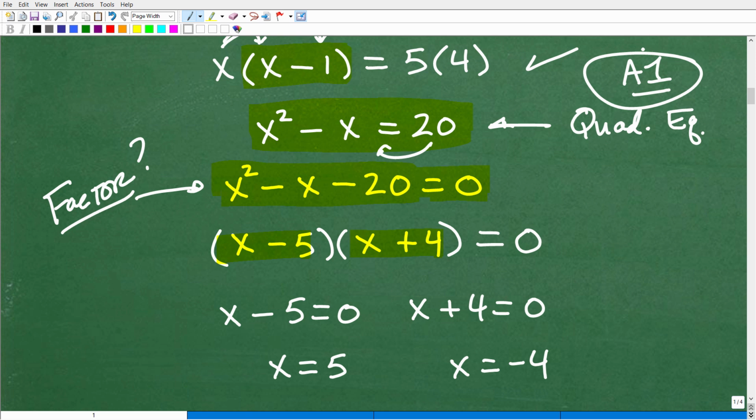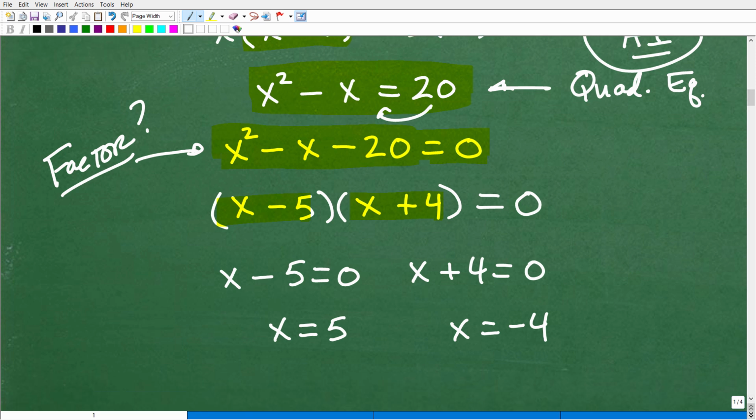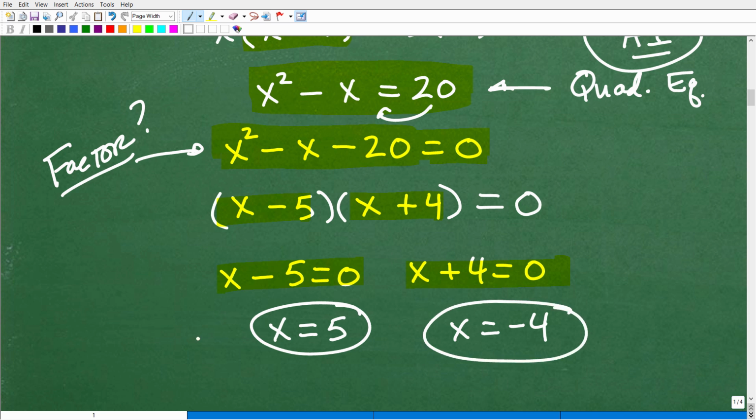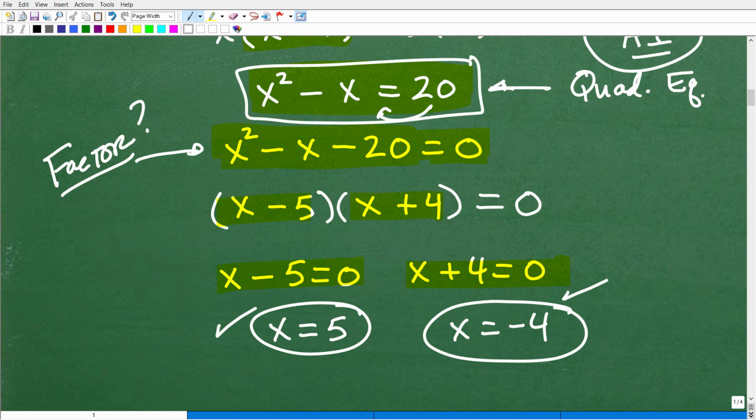Okay, so at this point, we have our factors. We factor this as x minus 5 times x plus 4, and of course that's equal to 0. Because this is equal to 0, we can set each factor equal to 0 and solve for x. So x minus 5 equals 0, and x plus 4 equals 0. When we solve these equations, we get x equals 5 and x equals negative 4. These are the two solutions to this quadratic equation, but are they in fact the solutions to the proportion?